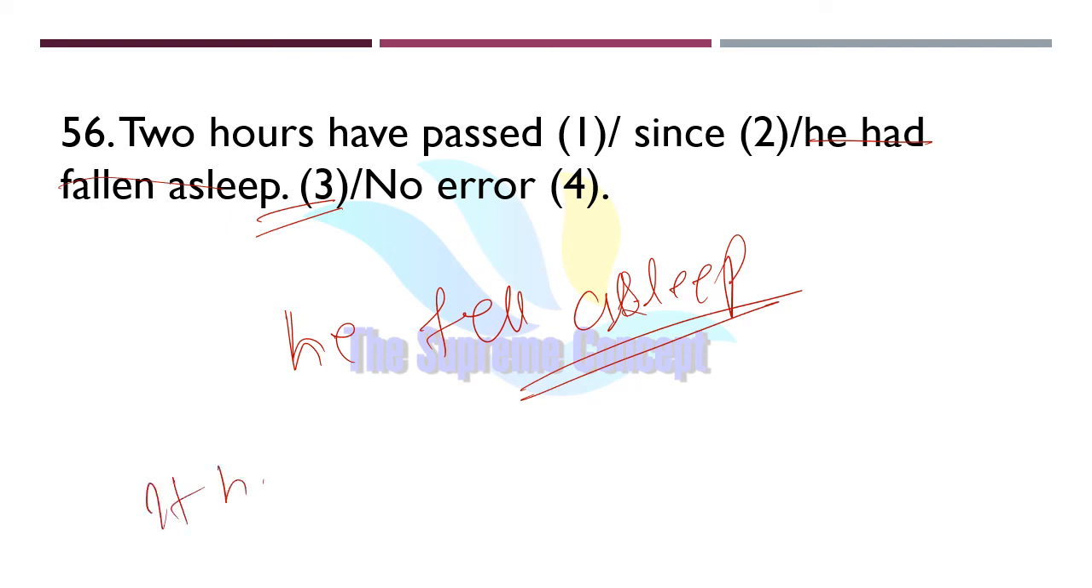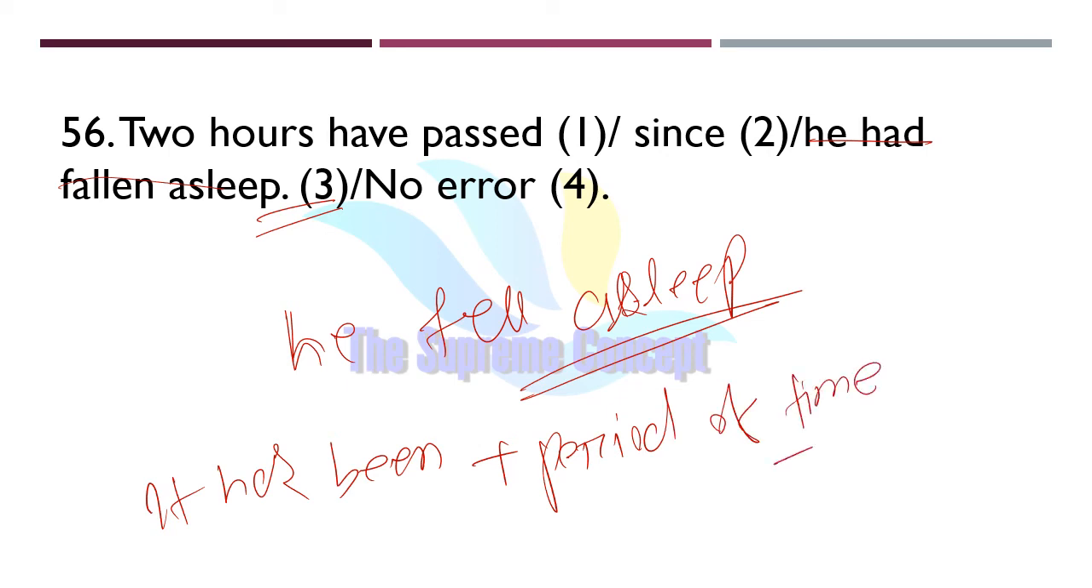It has been plus the period of time, and then since. So this is the pattern for since. We are already using "have passed" here, which is the present perfect, and then the period of time here is 2 hours. Since we have already used since, the rest will be simple past, that is, "he fell asleep". So this is our correct answer here.